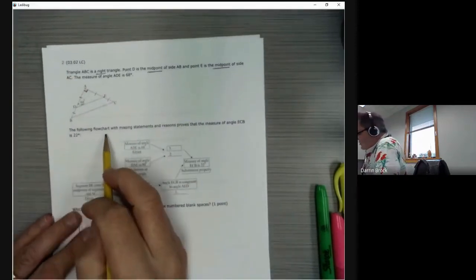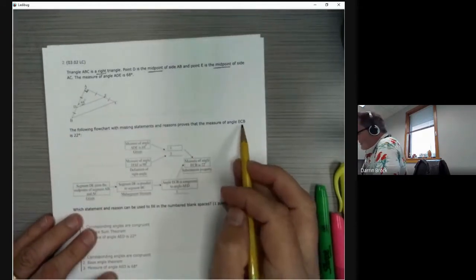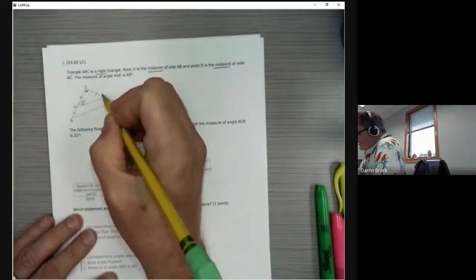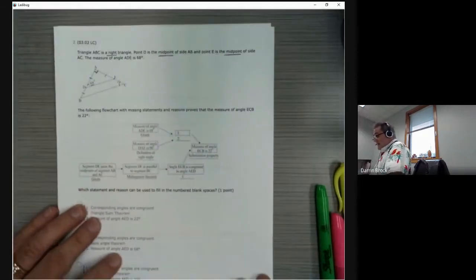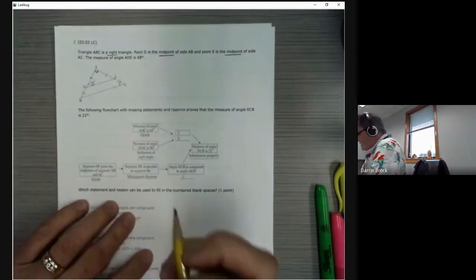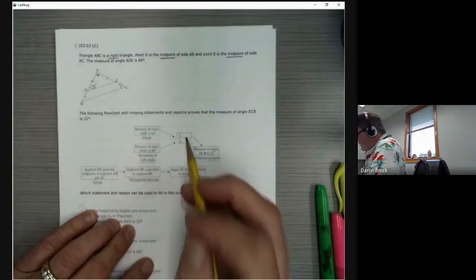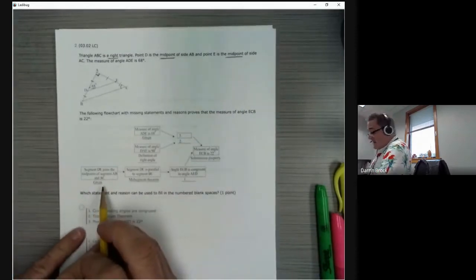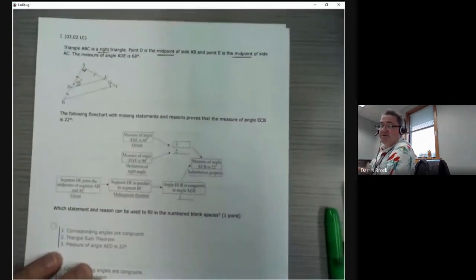Now it says the following flowchart with missing statements and reasons proves that the measure of angle ECB is 22 degrees. ECB, this one right here. Okay, they're saying that's 22 degrees. And this is how they prove that. So here's number 1, number 2, and number 3. So let's go ahead and start with number 1.